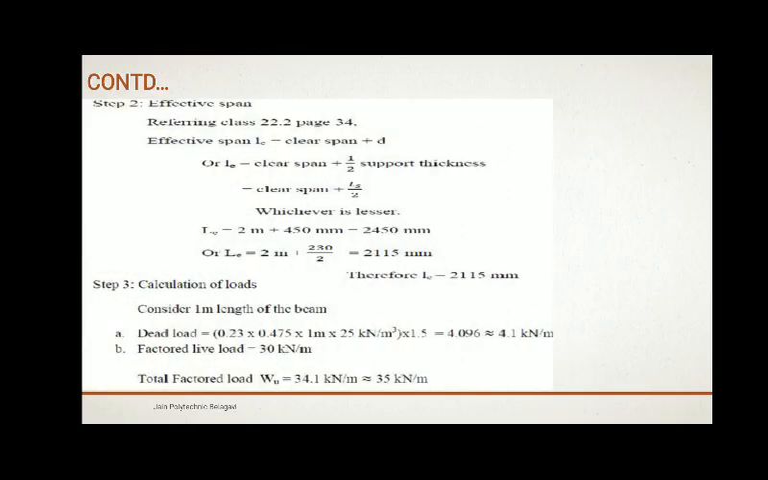Now we know the clear span, that is the clear length, but we don't know the effective span, center to center. So to determine that, we refer to IS 456 clause 22.2, page 34. So effective span LE is equal to clear span plus d. Or there is one more equation, effective span is equal to clear span plus half support thickness, that is clear span plus Ls by 2, whichever is lesser.